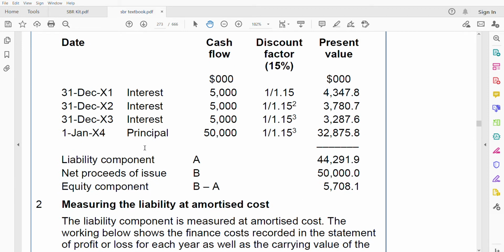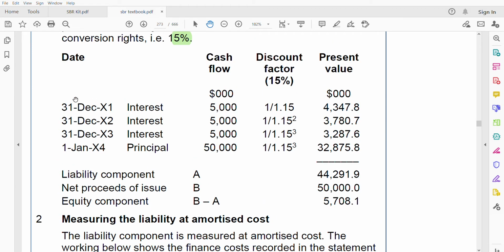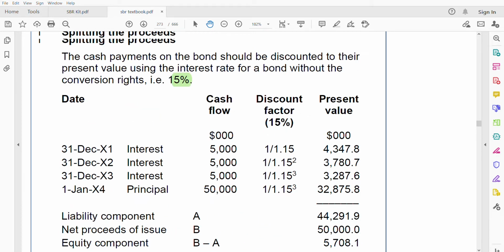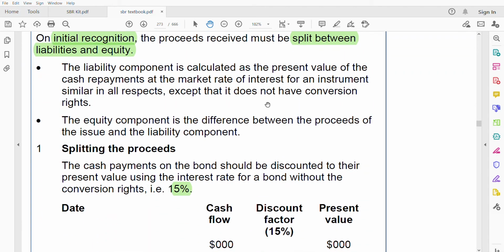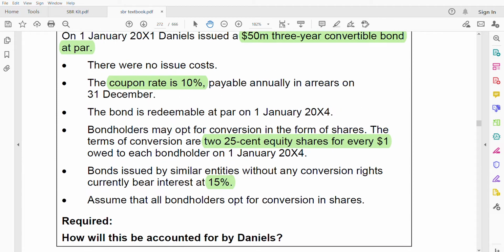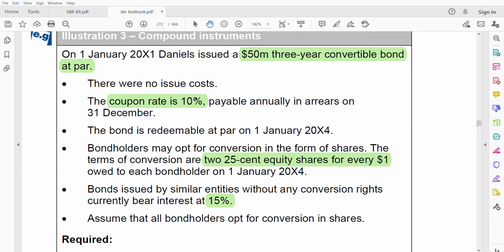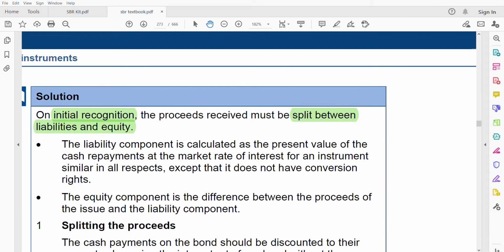Now let us start. It is on 31st December 2001, that you will be receiving only interest. So 5,000 is the cash. How is 5,000 the cash? This is the question. Coupon rate is 10%, that means that is the interest, and 50 million is your bond. So 10% of 50 million is 5 million.